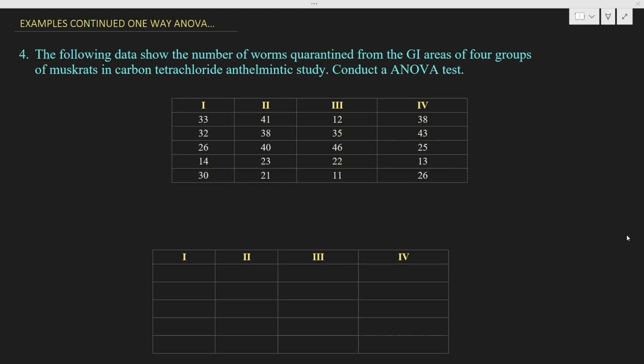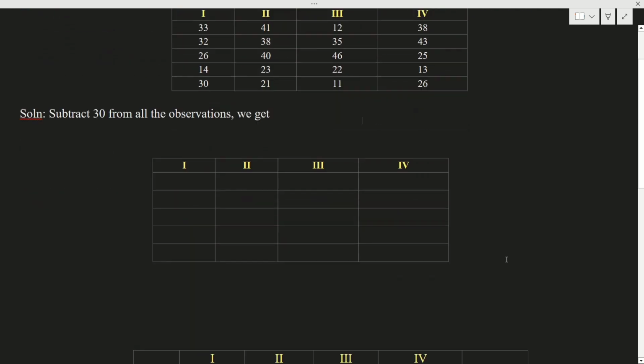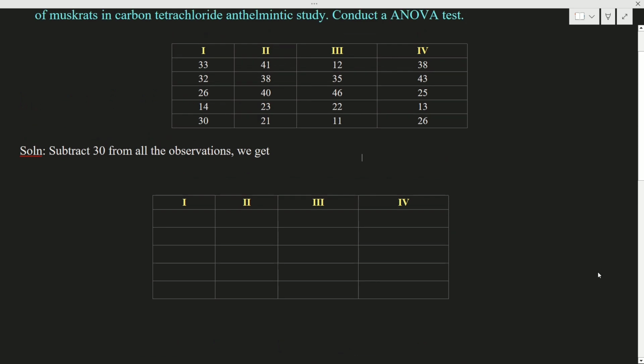Now the solution. For that, first we'll reduce the given data to smaller terms. How will we do it? Subtract 30 from all the observations. What will we get when we subtract 30 from these observations? In the first column we have 33, 32, 26, 14 and 30. When you subtract 30 for the first column, what will we get?